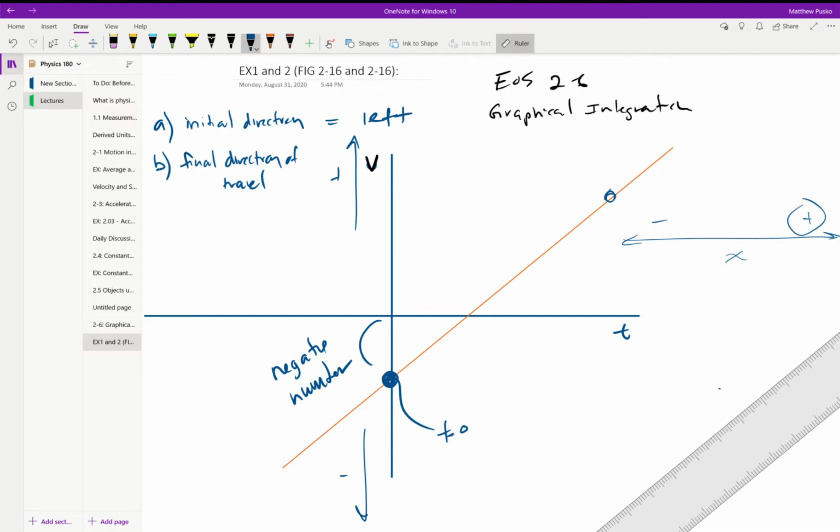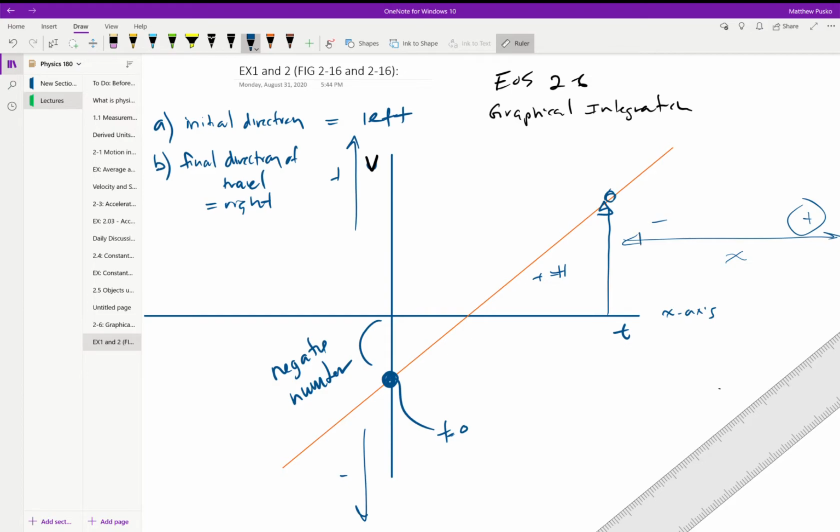What about its final direction of travel? Well, this is a positive number, so it's above the x-axis, or the t-axis in this case. That means it is moving to the right. A positive velocity would be moving to the right, and a negative velocity would be moving to the left.